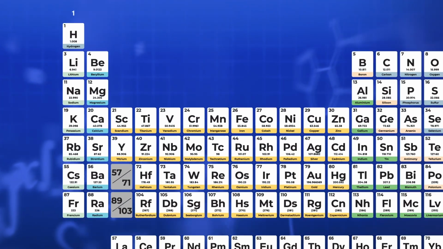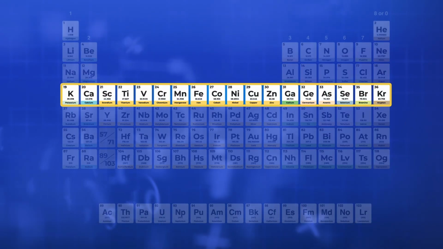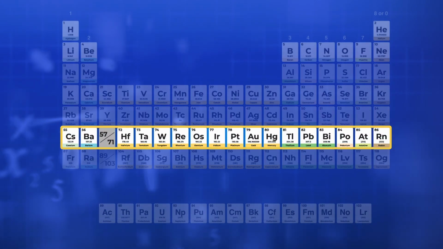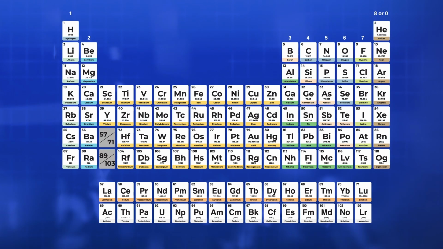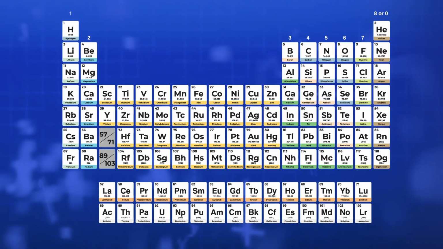So what do the periods tell us? Remember, the periods are the horizontal rows of the periodic table. The period tells you the number of electron shells in an atom. So you can use the information in the periodic table to work out the electronic structure of an atom without even knowing the number of electrons.